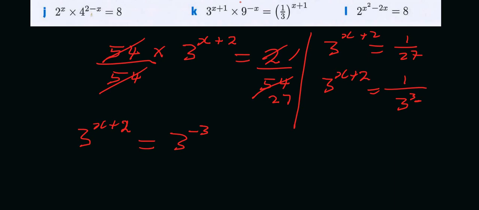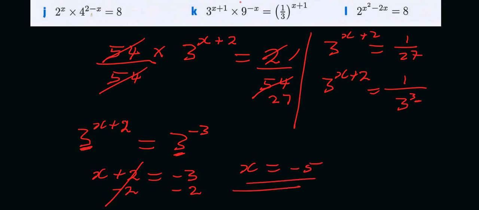So at this point, we have the same base on both sides. We have 3 here, and we also have 3 here. So right now, let's just equate the exponent. So x plus 2 will be equals to -3. So now to isolate x on the left side, we need to subtract 2 from both sides. So plus 2 minus 2 will cancel out, and then -3 minus 2 will give us -5. Therefore, x is equal -5. I hope this is clear. So let's move on to the next one.